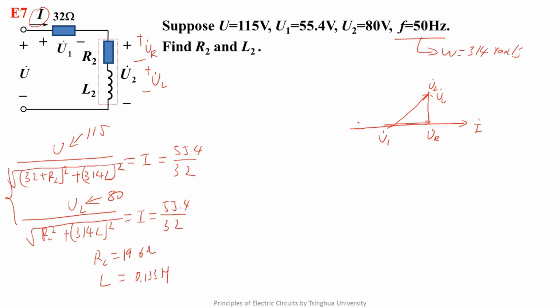U1 plus U2 equals U. We know the length of this is 115. This is 55.4, and this is 80. So we know all the side lengths of the triangle. Then we can find all the angles. For example, we can find this angle phi through the cosine theorem.